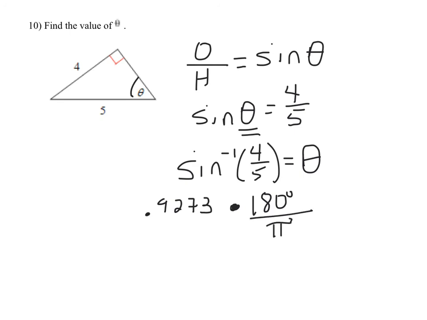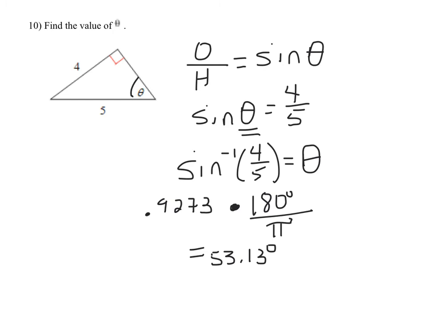You can just write 0.9273 radians. It's not pi radians, it's just radians. But sometimes it's easier for us to understand where that's at on our circle if it's in degrees. So let's go ahead and convert that to degrees just by multiplying our radian measure times 180 degrees over pi. And when we put that in the calculator, we get 53.13 degrees. And that's it.